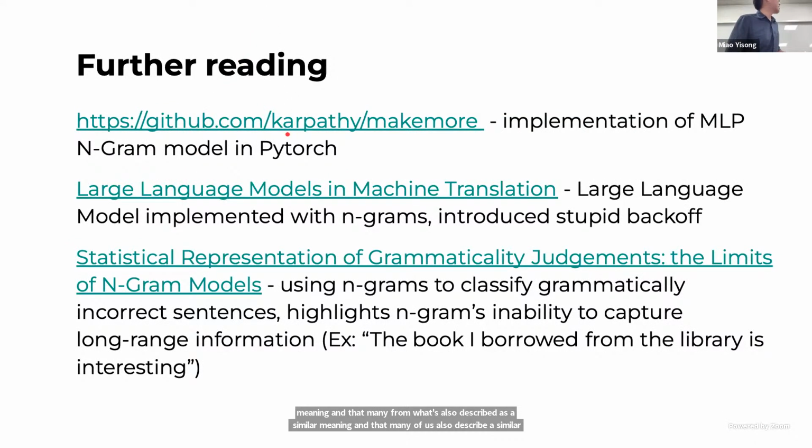And here are some further readings. This is just a pretty nice implementation of the MLP n-gram model. It's done in roughly 50 to 100 lines. This is the previously mentioned paper I mentioned about split backoff, and this is a very interesting paper about using an n-gram model to classify the grammatical correctness of a sentence. So it highlights the n-gram's inability to capture long-range information. Let's say, the book I borrowed from the library is interesting. Most of us will think, oh, the book must be interesting. But surprisingly, the model thought, oh, the library is interesting. So yeah, this is one of the limitations of n-gram models.